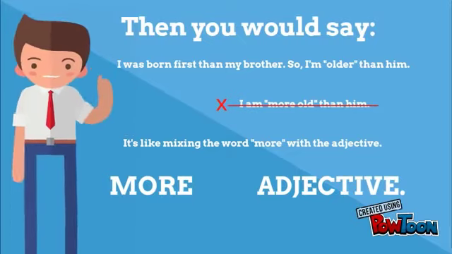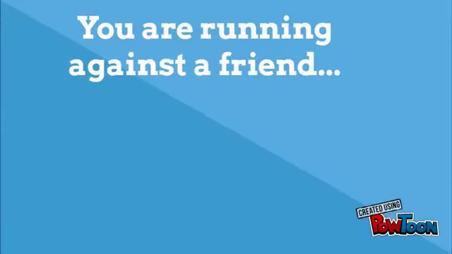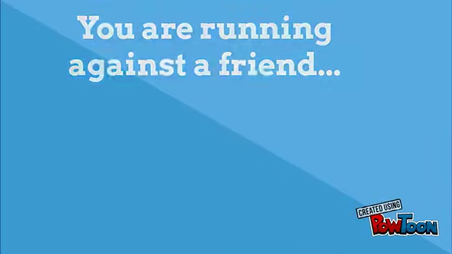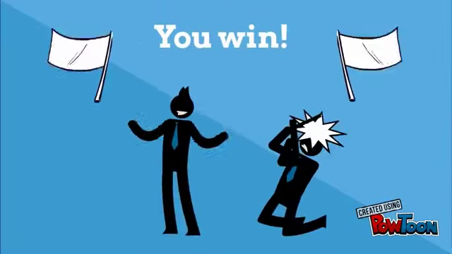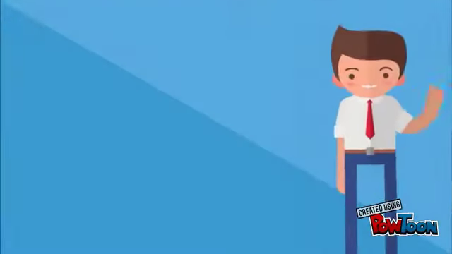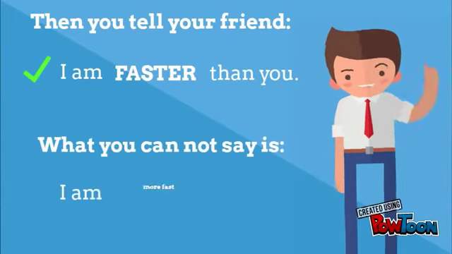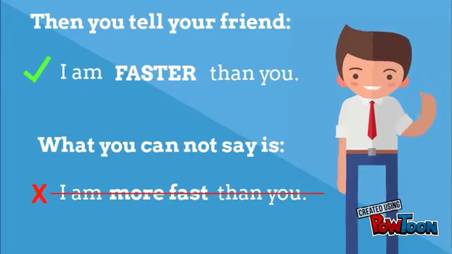Let's make an example. Guess you're running against a friend, only the two of you. And then, you win. So, what would you say to your friend? Then, you tell your friend, I am faster than you, which is correct. What you cannot say is, I am more fast than you. This is not right. Well, moving on.